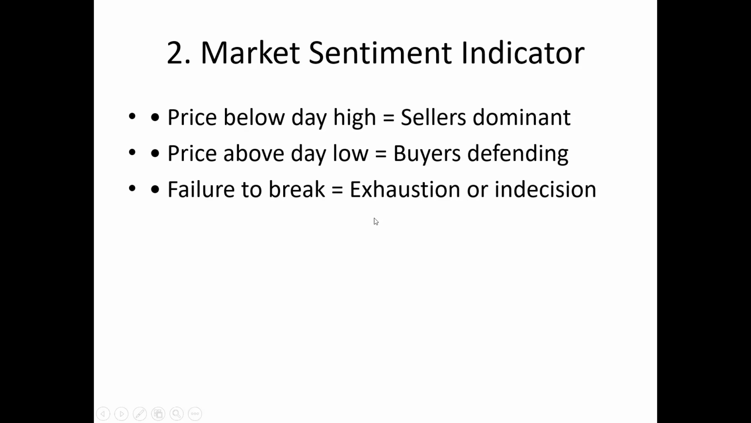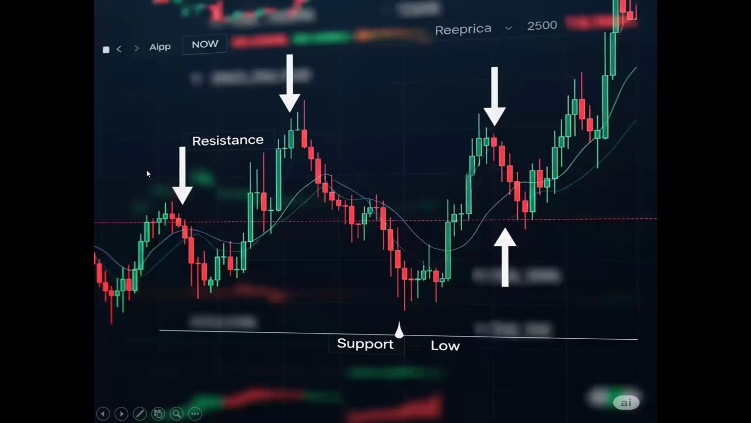Why it is important: it is a market sentiment indicator. Price below day's high means sellers are dominant. Price above day's low means buyers are defending. Failures to break either this level or that level, exhaustion or indecision, you can identify. That is very important. So this is the chart image showing day's high as resistance, day low as support.